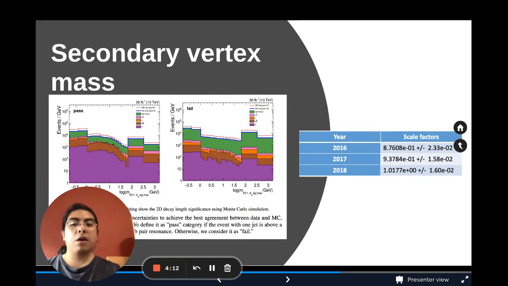The plot shows the fit containing all the uncertainties to achieve the best agreement between data and Monte Carlo, with the best scale factor possible as output. We define as pass category the events with one jet above a 90% probability of coming from a b pair resonance. Otherwise, we consider it as fail. In the table, we present the scale factor values for the considered regions, considering the years of Run 2 of the LHC.